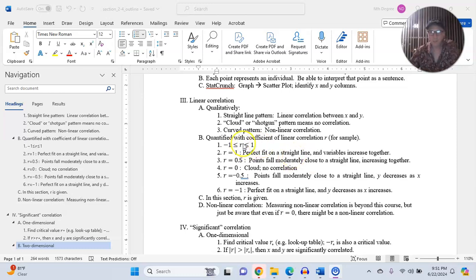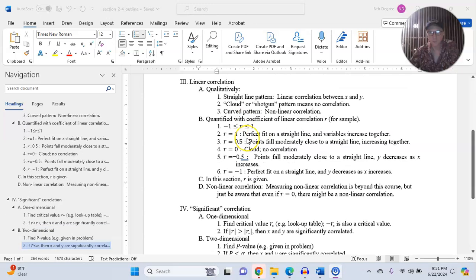All right, so the strength of the linear correlation is measured with this variable R, which ranges from -1 to +1. And theoretically, it could be a -1 and it could be +1. So it can be either positive or negative, and it can either be close to 0 or close to 1, or somewhere in between. So what do these different numbers mean? If R equals 1, that means a perfect fit on a straight line, and the variables increase together. As R shrinks a little bit, that means that the points will fall moderately close to a straight line, but still increase together. R equals 0 describes that cloud pattern with no correlation.